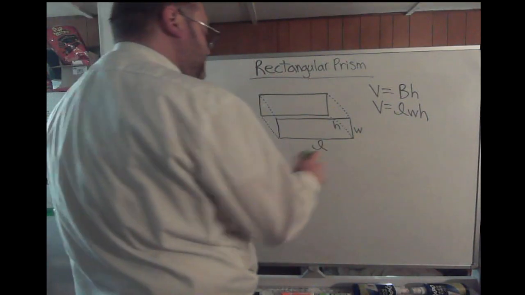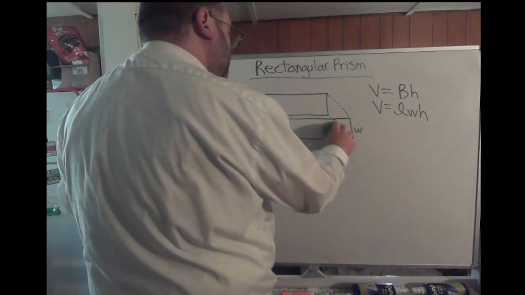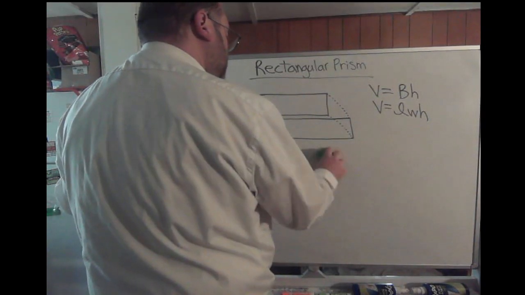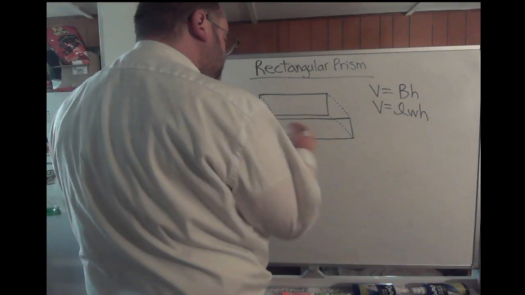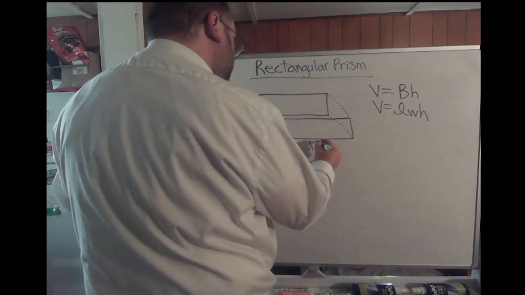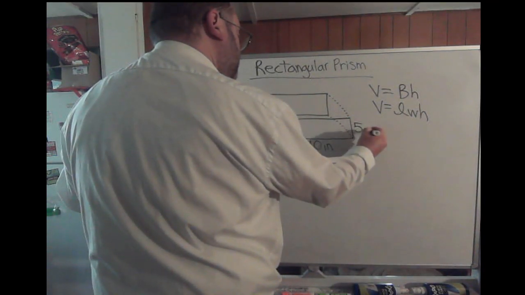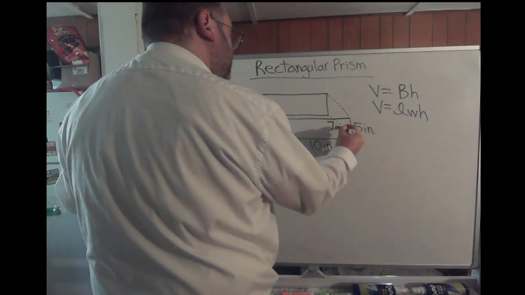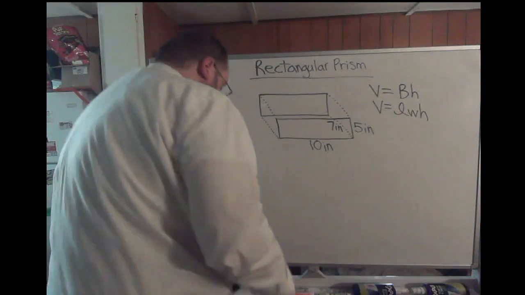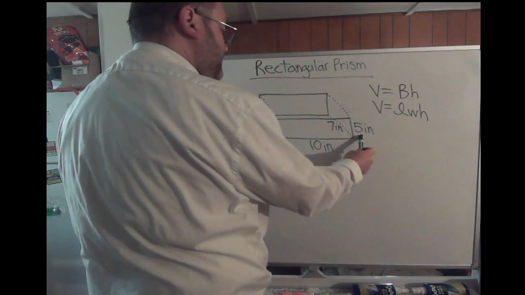So let's throw in some real examples here. Let's say we'll do 10 inches for the length, 5 inches for the width, and 7 inches for the height. Okay, so we have a prism that has 10 inches for the length, 5 inches for the width, and 7 inches for the height. We want to find the volume of that.